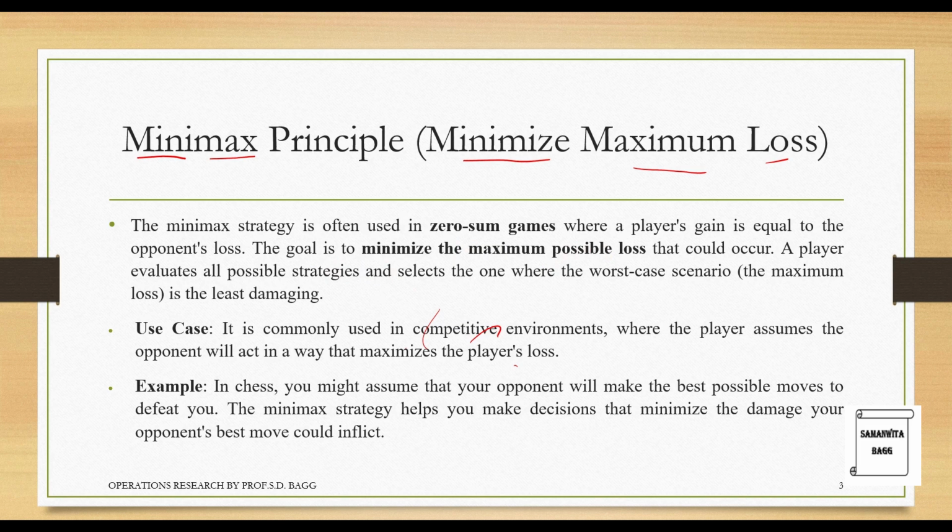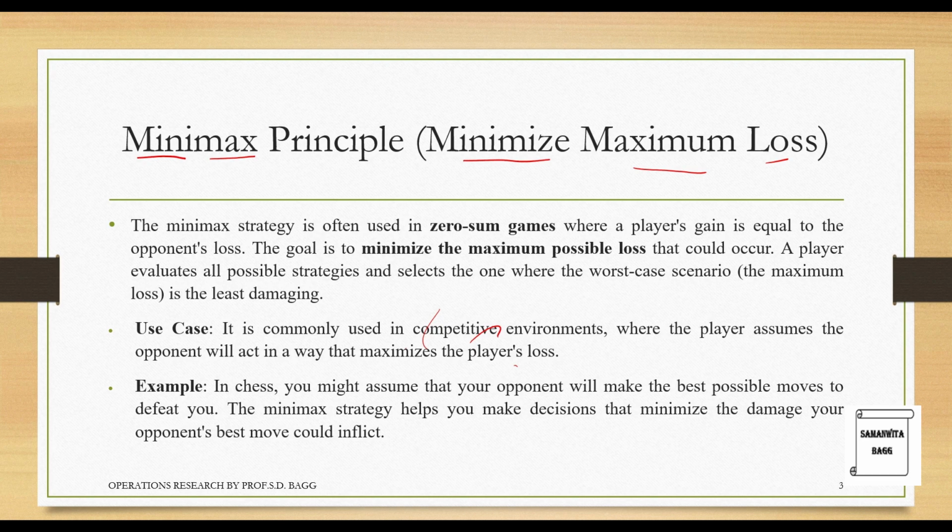A player evaluates all possible strategies and selects the one where the worst case scenario, the maximum loss, is the least damaging. Use case: it is commonly used in competitive environments where the player assumes the opponent will act in a way that maximizes the player's loss. Example, in chess, you might assume that your opponent will make the best possible moves to defeat you. The minimax strategy helps you make decisions that minimize the damage your opponent's best move could inflict.